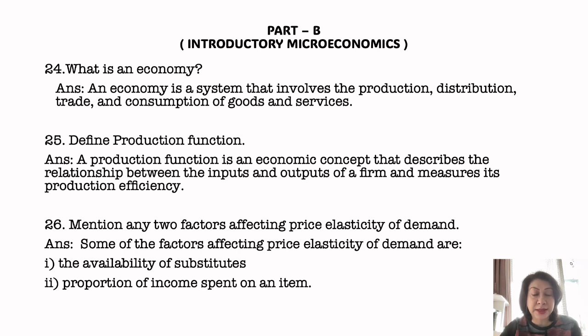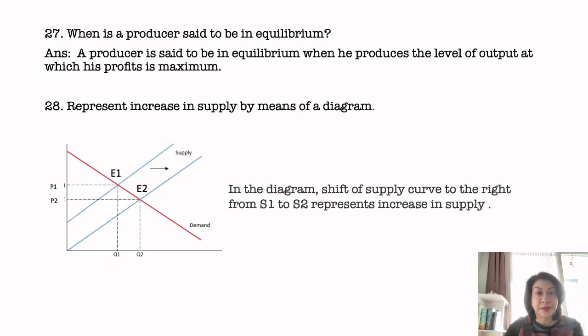Question number 26. Mention any two factors affecting price elasticity of demand. Some of the factors affecting price elasticity of demand are availability of substitutes and proportion of income spent on an item. Proceeding to question number 27.